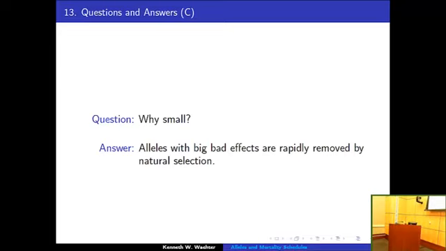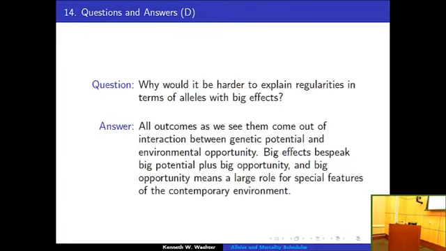On slide 14, why would it be harder to explain regularities in terms of alleles with big effects? Answer. All outcomes as we see them come out of interactions between genetic potential and environmental opportunity. Big effects is big potential plus big opportunity. And big opportunity means a larger role for the special features of the contemporary environment about which Tuck has been talking.